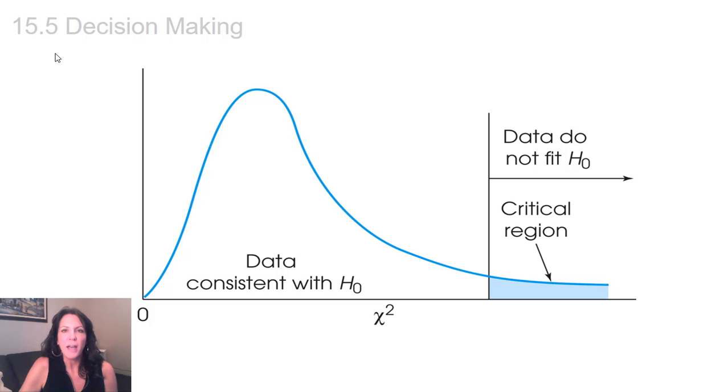So this is what the chi-squared distribution looks like. Let's describe this. First of all, it's a positively skewed distribution because we can't have negative chi-squares. And smaller chi-squares mean that the data is consistent with what would be expected, but scores that are way out there, higher chi-squares, are extreme. And we consider that data that don't fit the null hypothesis in the critical region.